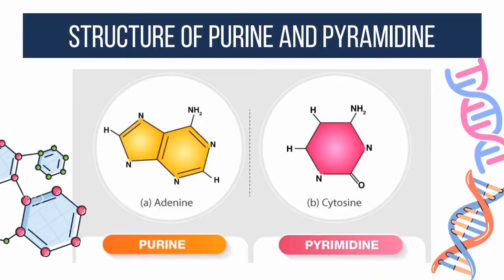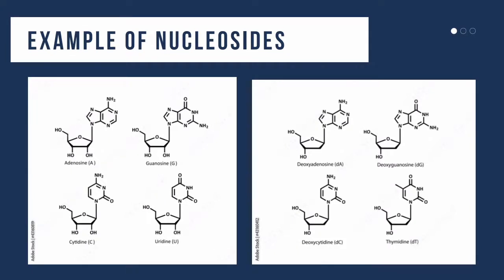This is the structure of purine and pyrimidine. As you can see, purine is placed on the left side, characterized by its two rings fused together, while on the opposite side is pyrimidine that consists of a simple ring molecule. Before we proceed to nucleobases or nitrogenous bases, let's recall the examples of nucleosides. Under ribonucleosides, we have adenosine, guanosine, cytidine, and uridine. And under deoxyribonucleosides, we have deoxyadenosine, deoxyguanosine, deoxycytidine, and thymidine.